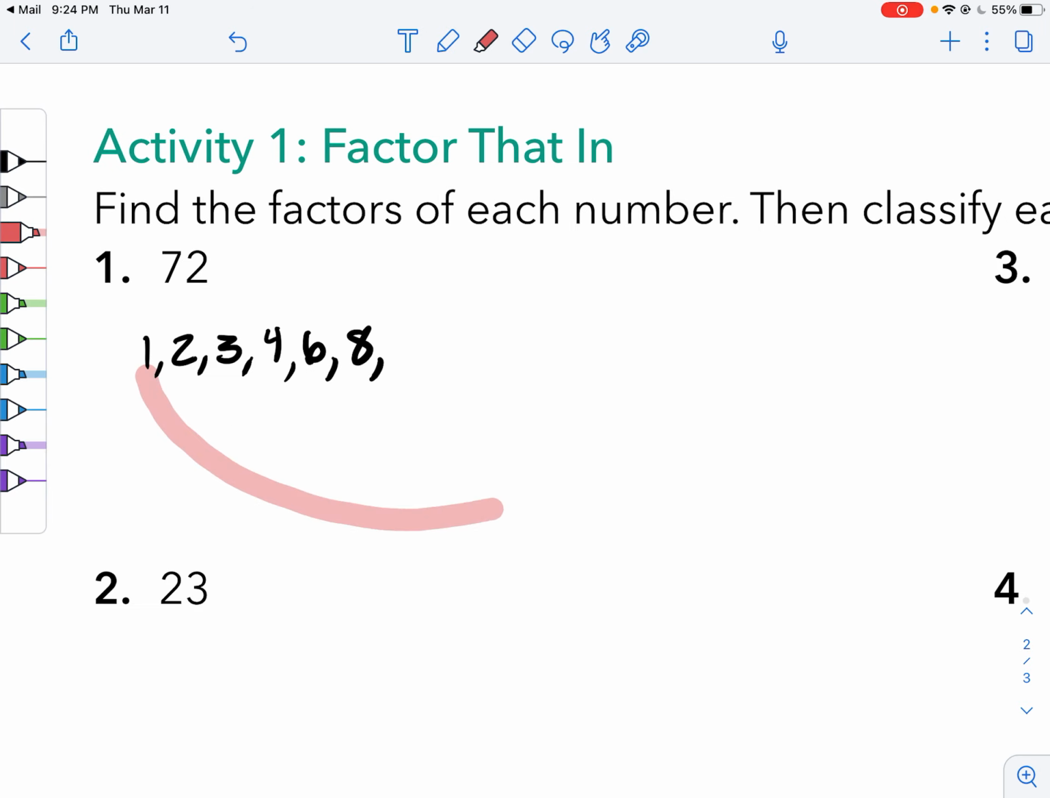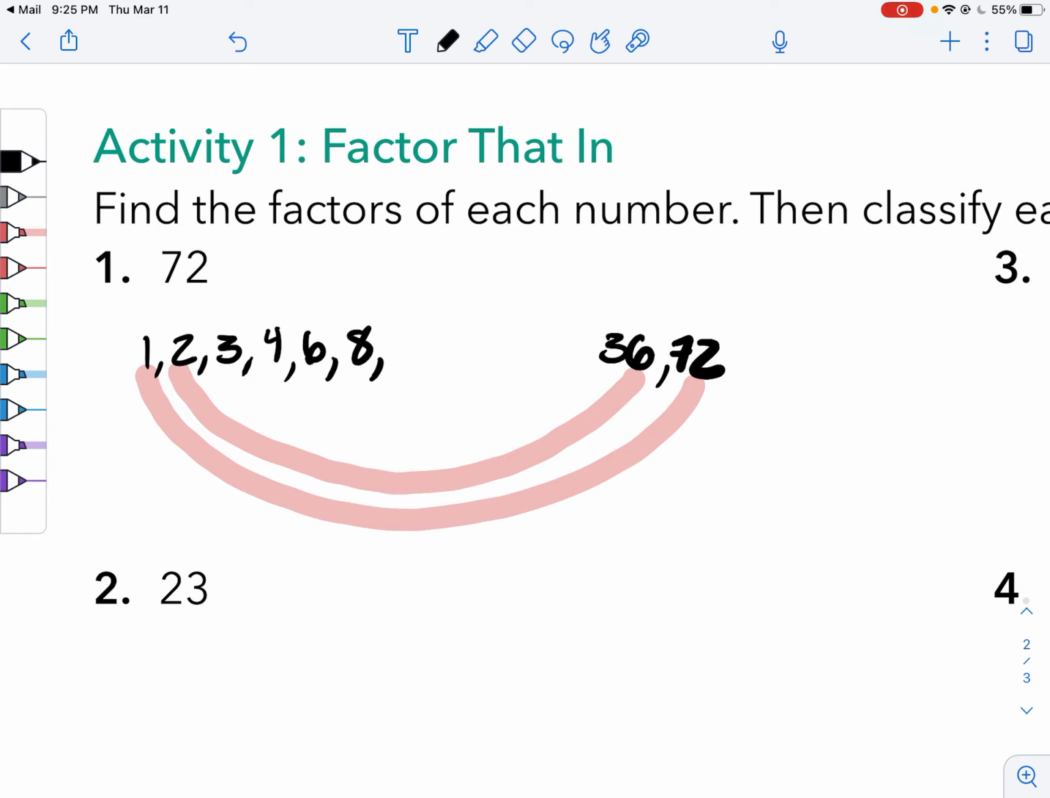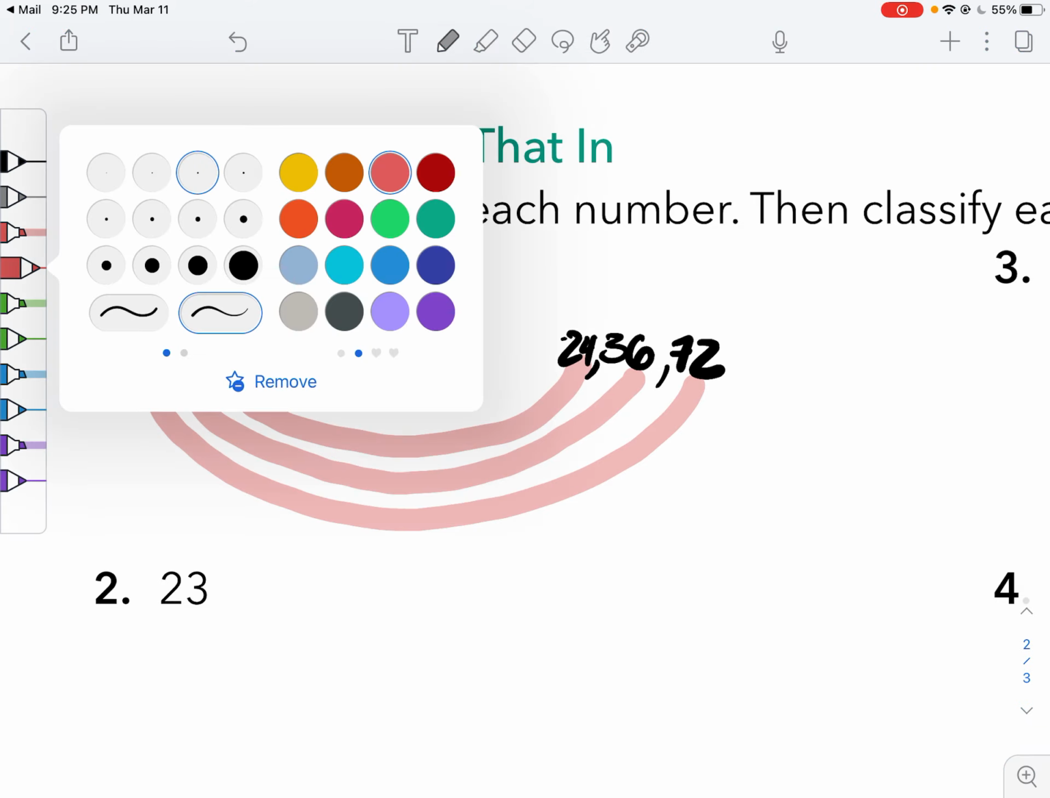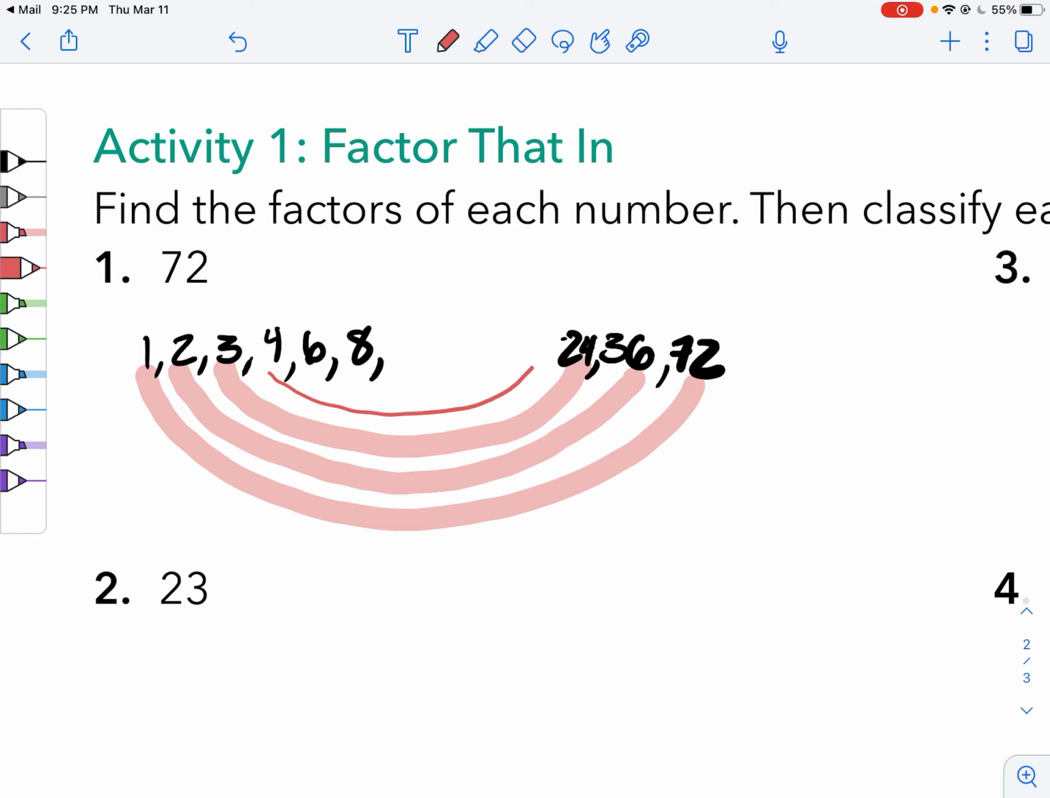So 72 is divisible by 1, because 1 times 72 is 72. And then 2 times 36 is 72. And then 3 times 24 is 72. And, oh, I need to make these a little skinnier. I ran out of room, guys. So sorry. 4 times 18 is 72.